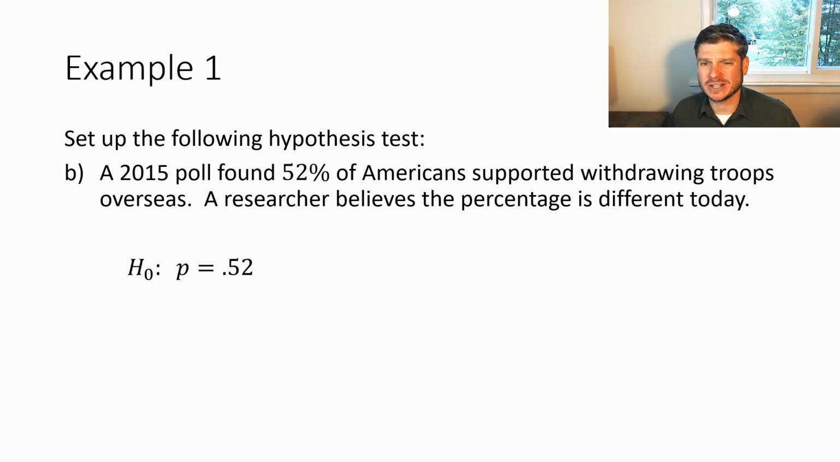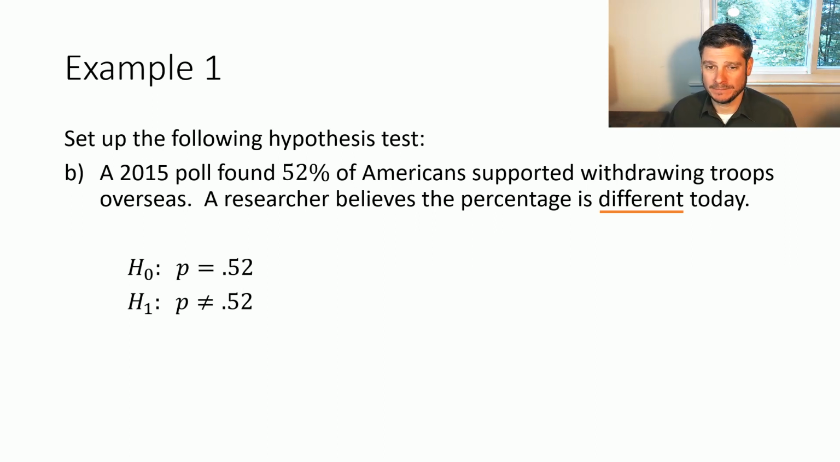Now, the alternative. Well, in this case, the researcher didn't say whether he thinks it should be less than that number or more than that number. He just thinks it should be different. And that key word right there is different. Every time you see different, what that means is we're actually going to set up our alternative with the does not equal sign.